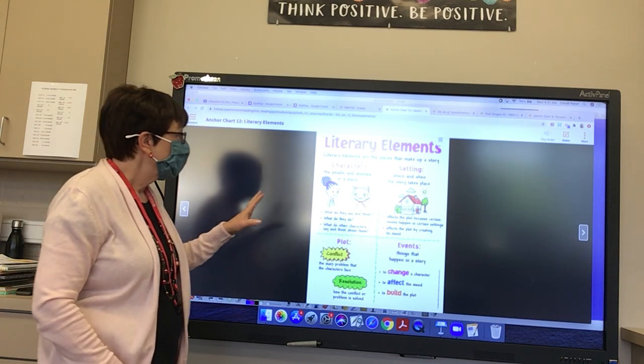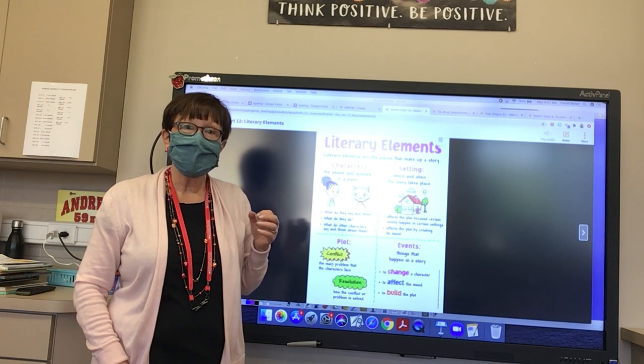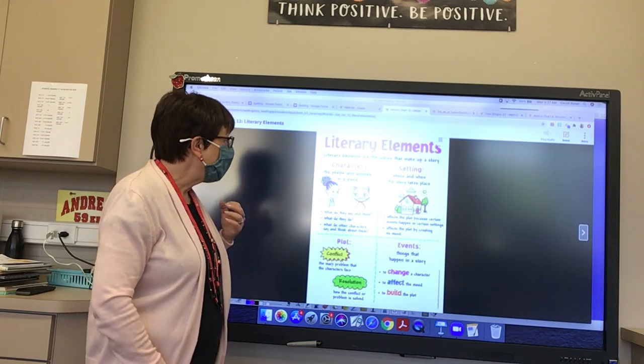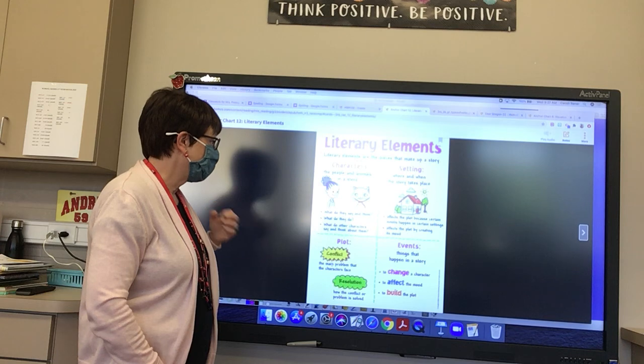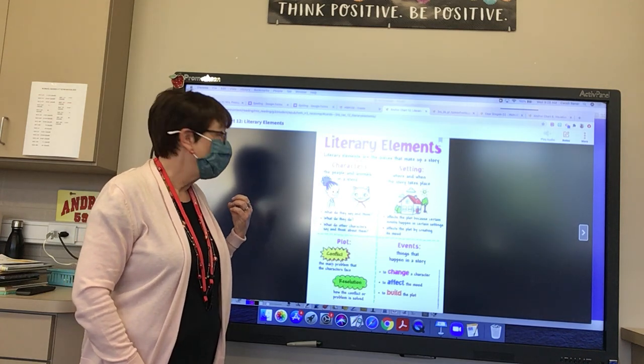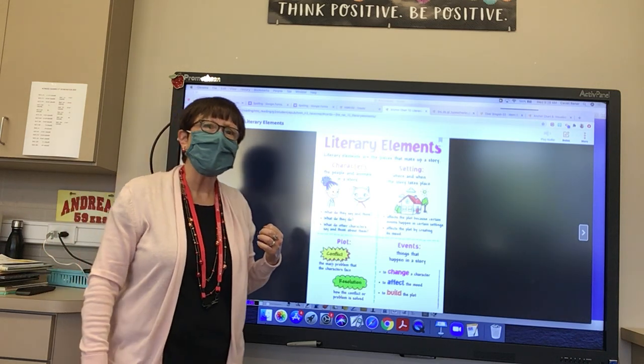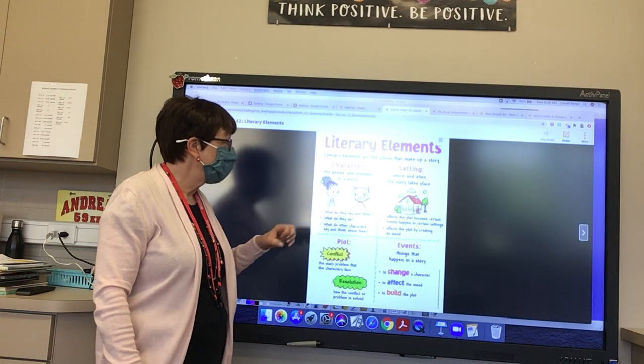Now, first off, in a story, we have the characters. The characters are the people and the animals in a story. And we think to ourselves, well, what do they say and think? What do they do? And what do other characters say and think about them? So that's important in a story.